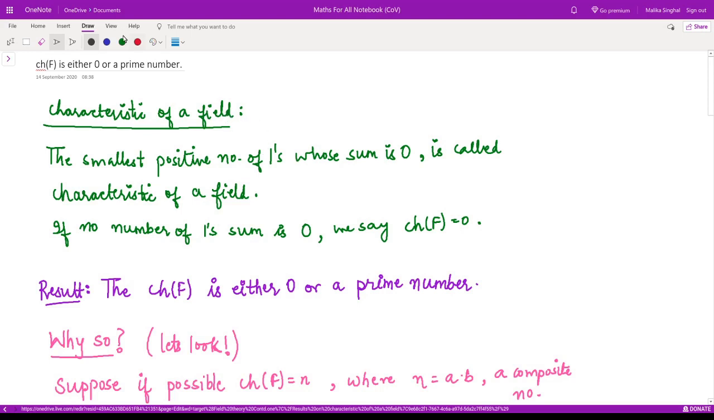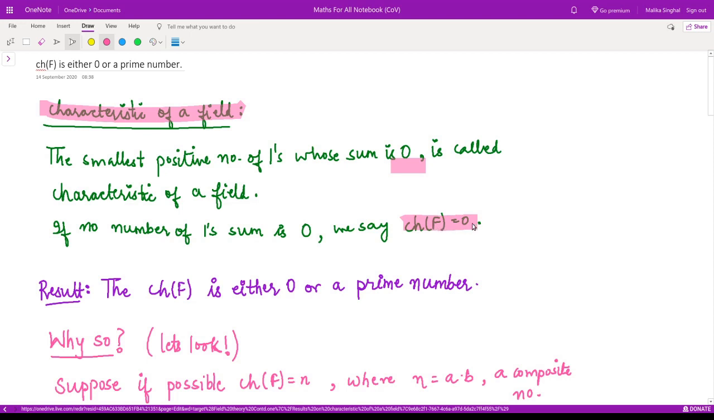In the last video we saw what the characteristic of a field is. Let me remind you what it is. It is the smallest positive number of ones whose sum is 0. That is called the characteristic of the field. That number, the smallest number of ones you add to get 0, is called the characteristic of the field. If there is no such number such that the sum of all the ones is 0, we say that the characteristic of that field is 0, right?